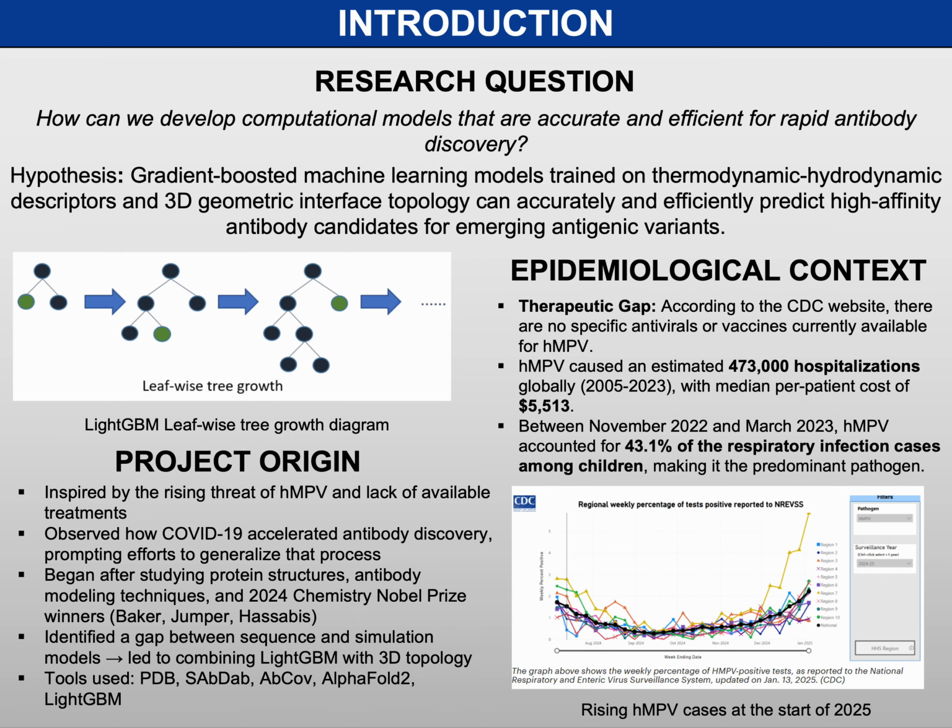The core question driving this project is, how can we develop accurate and efficient models for rapid antibody discovery? I hypothesized that training gradient-boosted models on physical interface features could capture binding affinities better than sequence-only approaches. This was motivated by a serious therapeutic gap. HMPV causes over 473,000 hospitalizations globally, with no antivirals or vaccines available. In early 2023, it was the dominant respiratory virus in children.